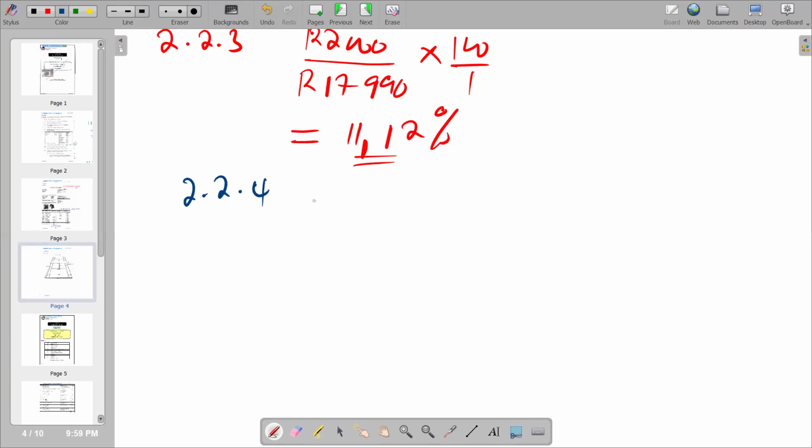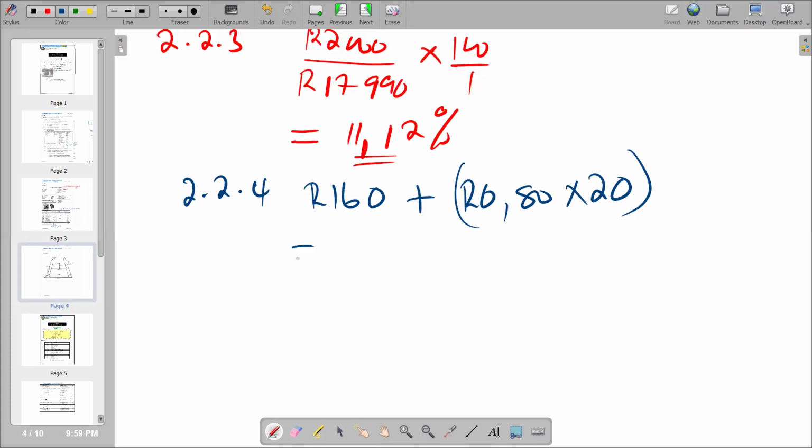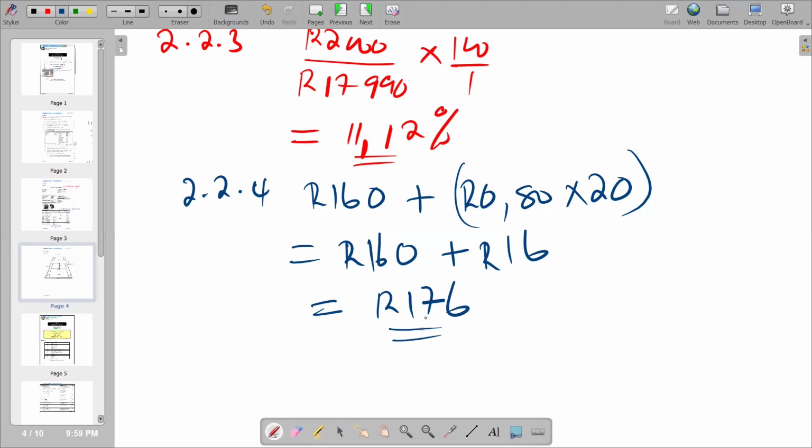So we've got 160. That is for the 100 minutes, and then for the second part, we're going to say 80 cents multiplied by the 20 minutes that are above 100, and then the answer that we get there. So simplifying further, it becomes 160 plus 16. And then you're going to get your answer, which is 176 rands. So basically, that's what we have according to this video.